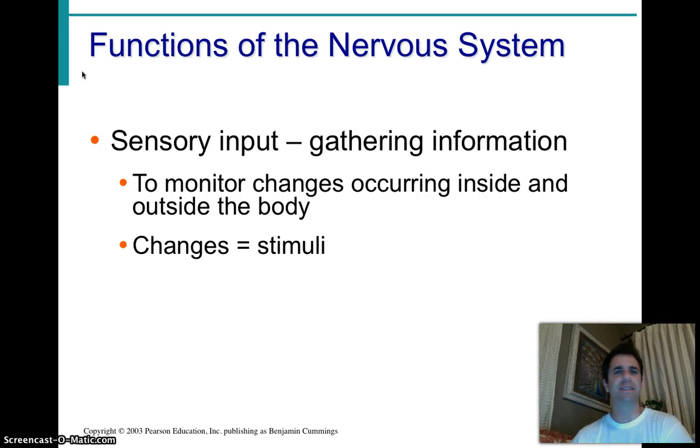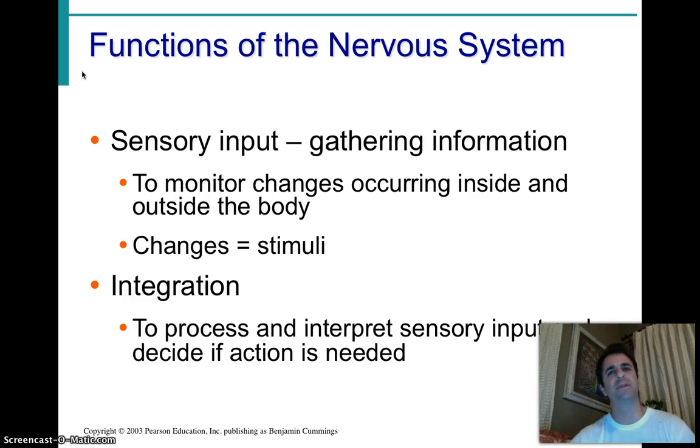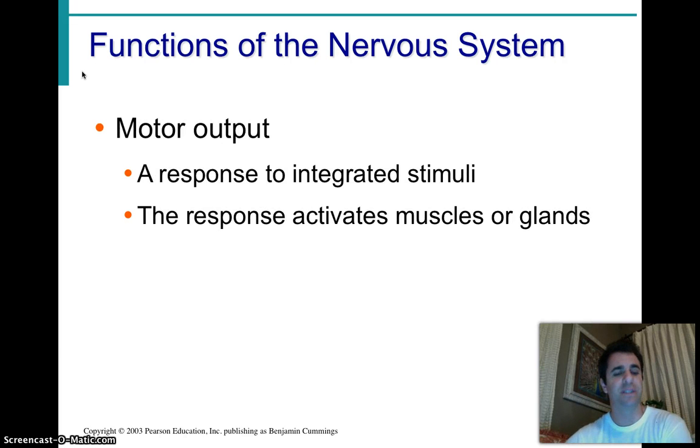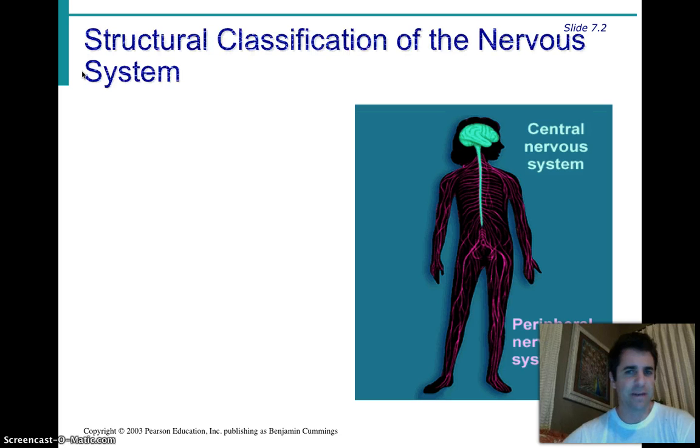First of all, how do we collect information? The nervous system involves taking in outside information, sensory input, monitoring changes, these being stimuli as we call them, and then integrating that, so processing what that information means, and this is the brain for the most part. And then you decide what you're going to do with it. So you're going to have some motor output. You're going to respond to the stimulus, and this is using muscles or glands, basically.